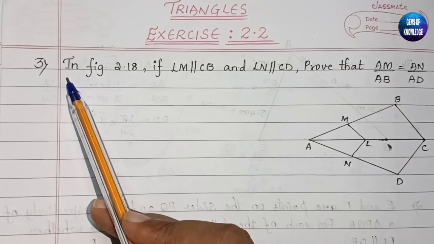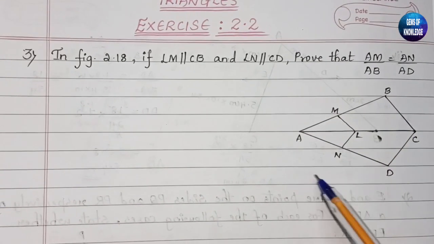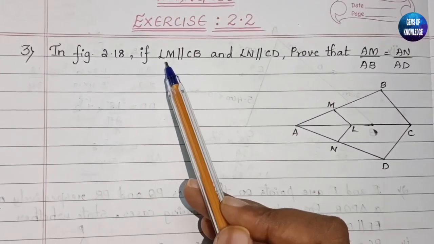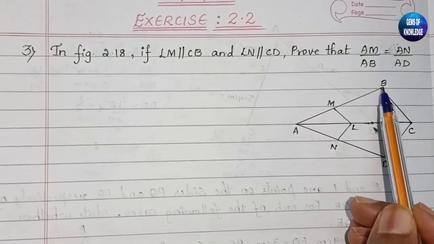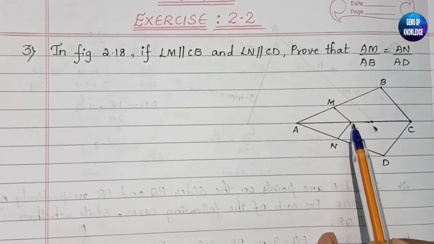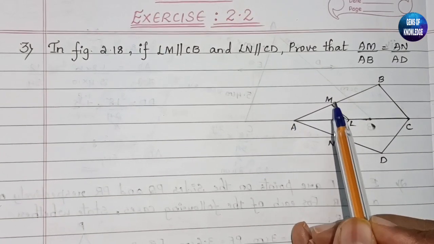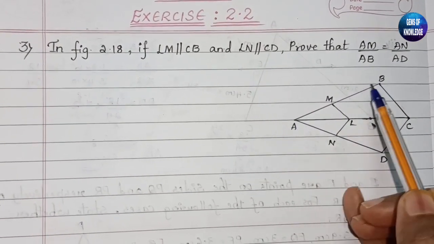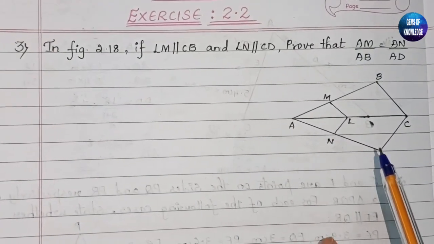So here you can see the third question, which is given in figure 2.18. This is the figure present in your textbook. If LM is parallel to CB, as you can see here, and LN is parallel to CD, we need to prove that AM divided by AB is equal to AN divided by AD. We need to prove this.